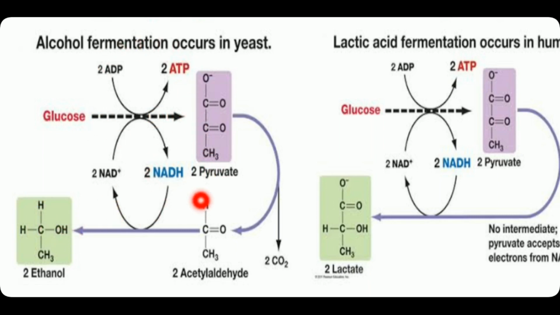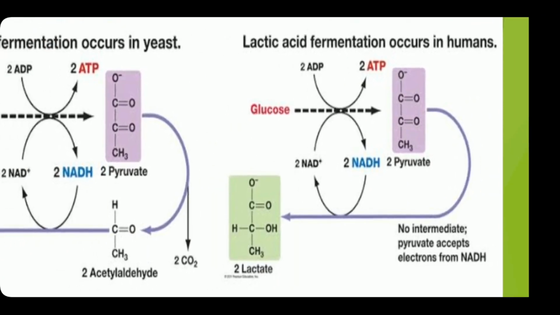And for that, there is no need of oxygen. And one more thing, carbon dioxide is also produced. So ethanol and carbon dioxide are produced, and this carbon dioxide is not broken down into any other substance, that's why we say carbon dioxide is produced. But this acetaldehyde is again formed into ethanol. So the end products in alcohol fermentation are ethanol and carbon dioxide.